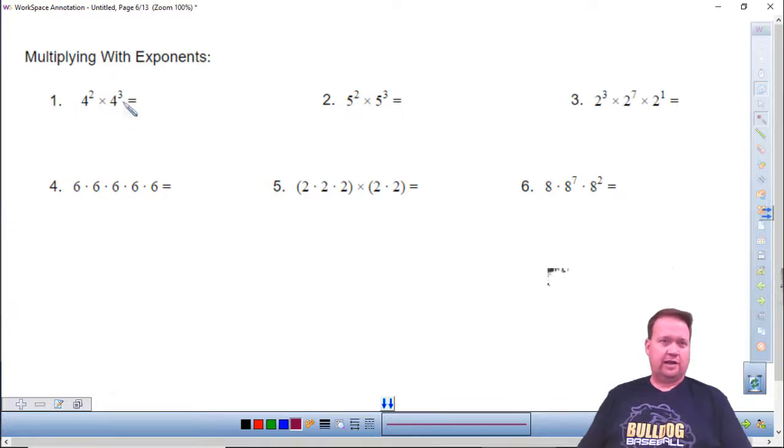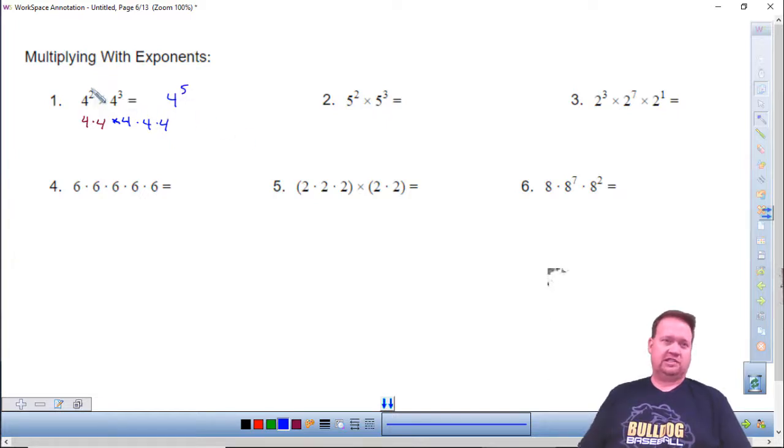I'm going to write the first one out for you. 4 to the second power really stands for 4 times 4, and then 4 to the third power really stands for 4 times 4 times 4. And you can see that if I were to multiply those together, I have 5 4s sitting here. There's 2 from this one, 3 from that one, and if I put it back as a power, I can just write it as 4 to the 5th.